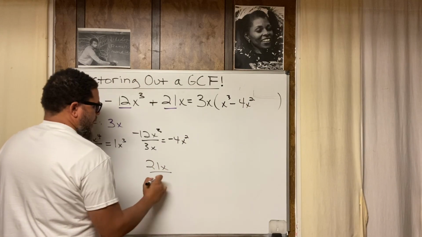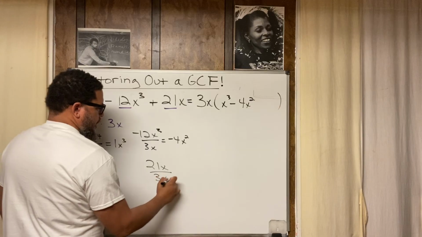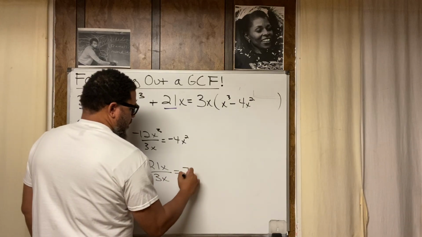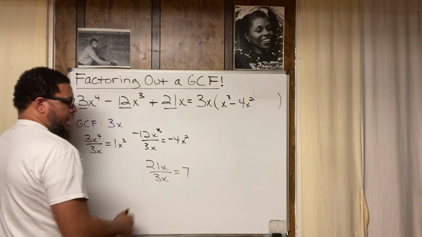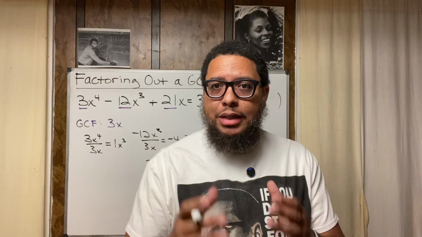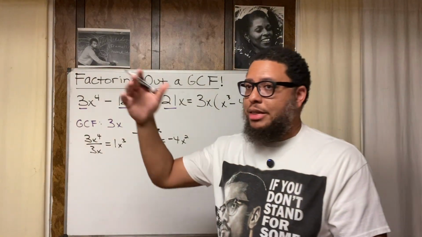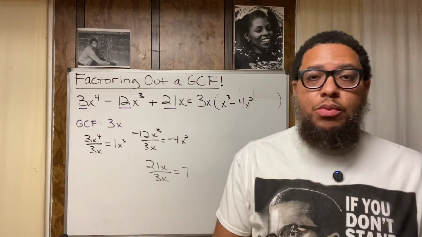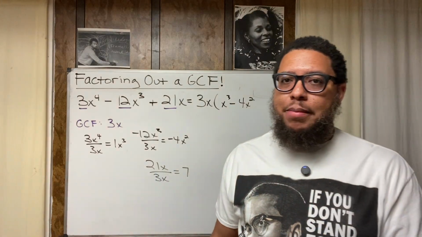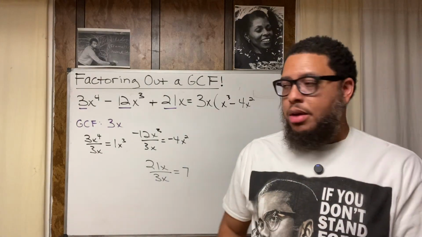21x divided by 3x. What's 21 divided by 3? 7. What's x divided by x? Ask yourself this. What happens whenever you divide something by the same exact thing? When you divide 10 by 10, you get 1. When you divide 100 by 100, you get 1. When you divide negative 18 by negative 18, you get 1, right?